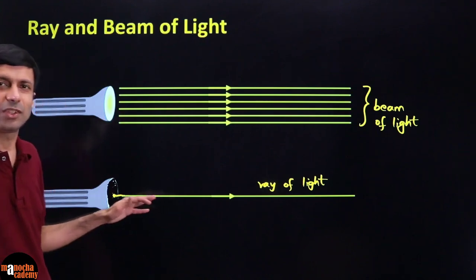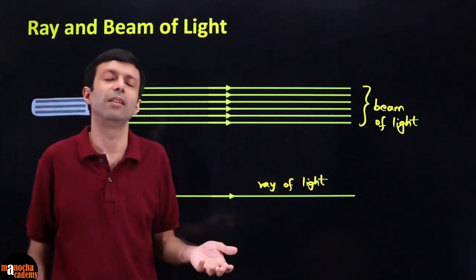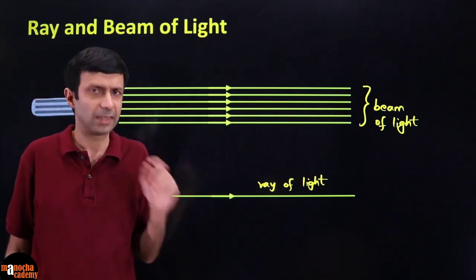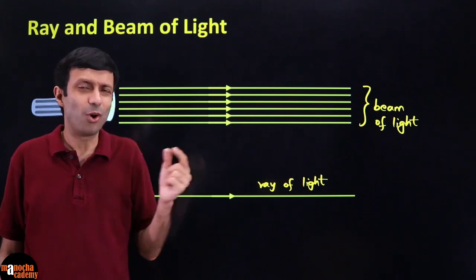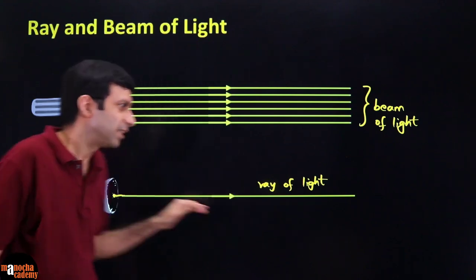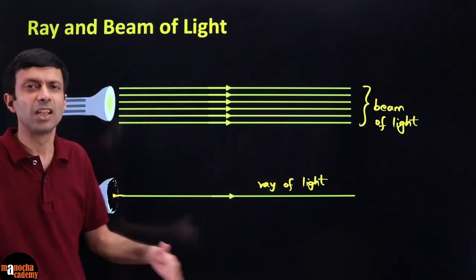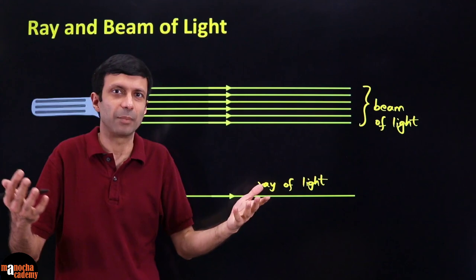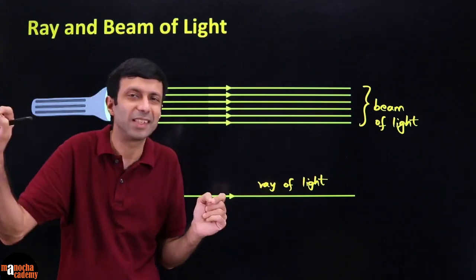What is the thickness of this ray? Or if I ask you in mathematics, what is the thickness of a line? Does a line have a thickness? No, it's absolutely right. It has a length but no thickness. Same way, a ray has no thickness. So it is sort of an imaginary concept. You can't really see one single ray.